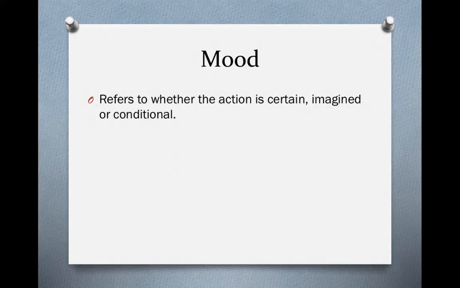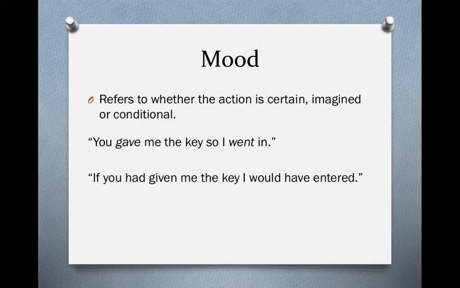And then we have mood. The mood of a verb refers to whether the action is certain, imagined, or conditional. So if we said, you gave me the key, so I went in, these two verbs are certain. They really happened. But if we have a sentence like this, if you had given me the key, I would have entered, well, now it's a little more conditional. If this would have happened, I would have done this.